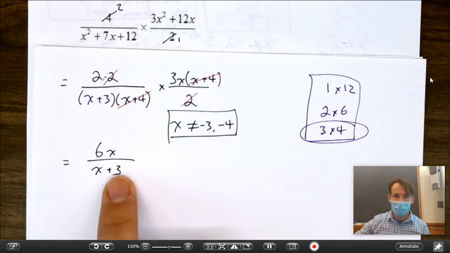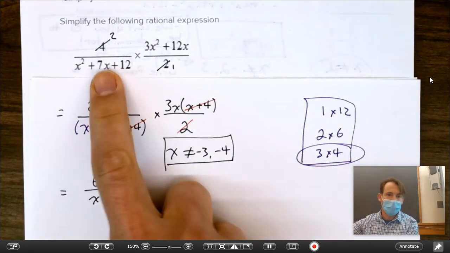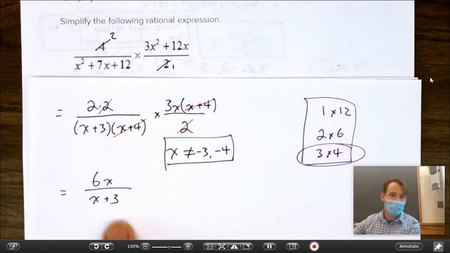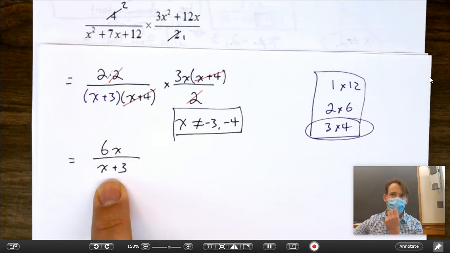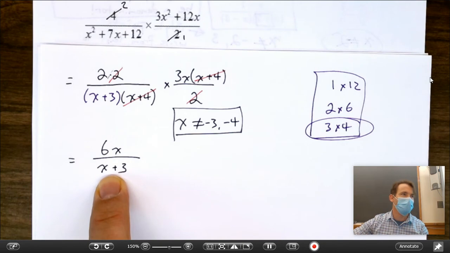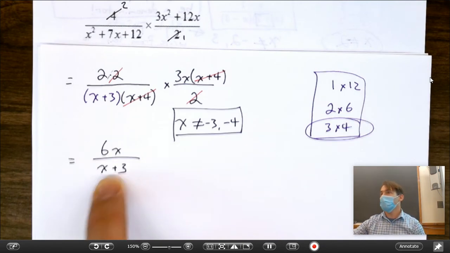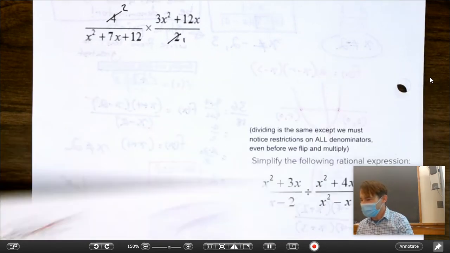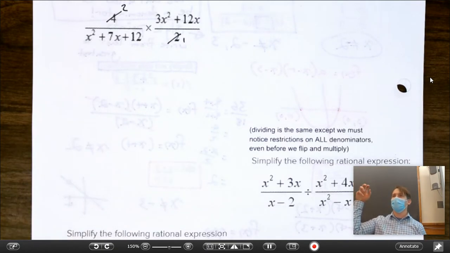Yeah, and it's kind of mystifying to think that this thing that looks rather ugly is actually this function here, which is not that ugly looking. It's 6x divided by x plus 3. Fairly straightforward. Julia? No? Okay.